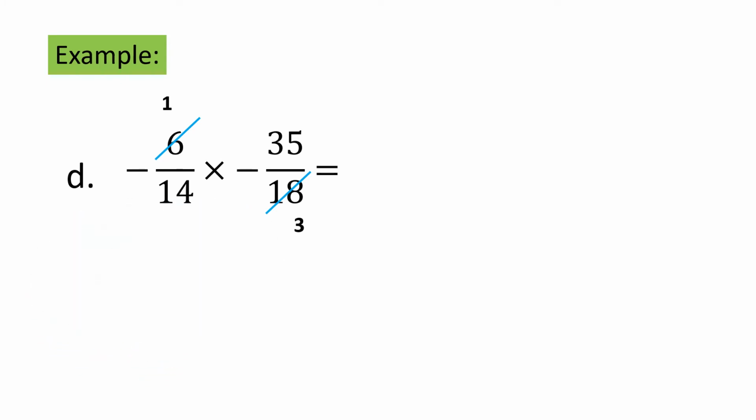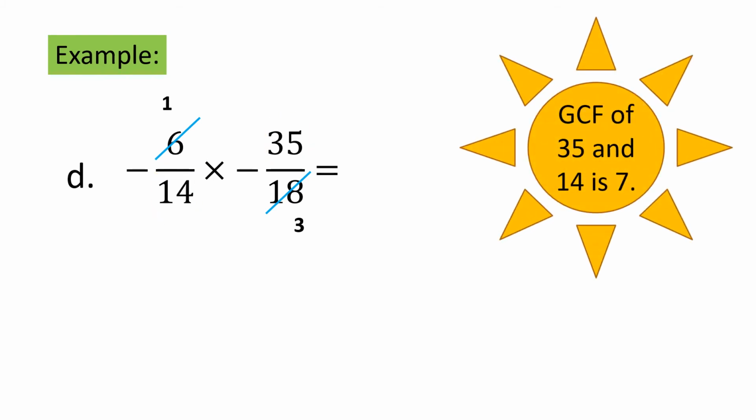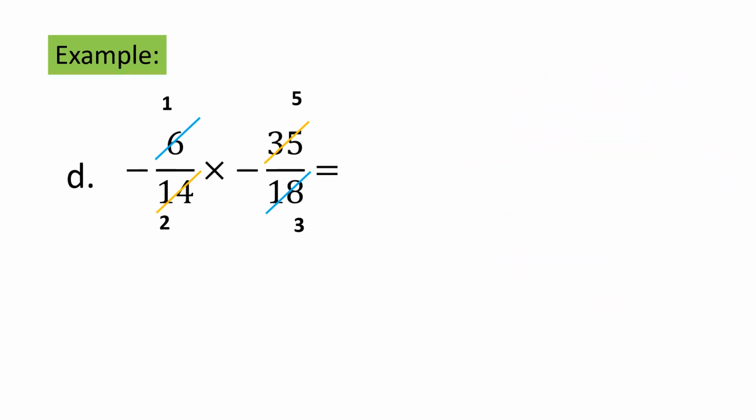Ganon din ang gagawin natin sa next pair. Let's have 35 and 14. What is the greatest common factor of 35 and 14? Ang greatest common factor ng 35 and 14 ay 7. So, i-divide natin ang 35 by 7, you'll get 5. 14 divided by 7 will get 2. So, mayroon na lamang tayong 1, 5, 2, and 3.